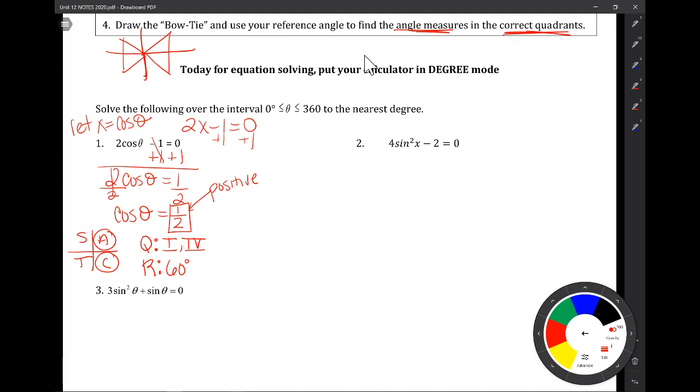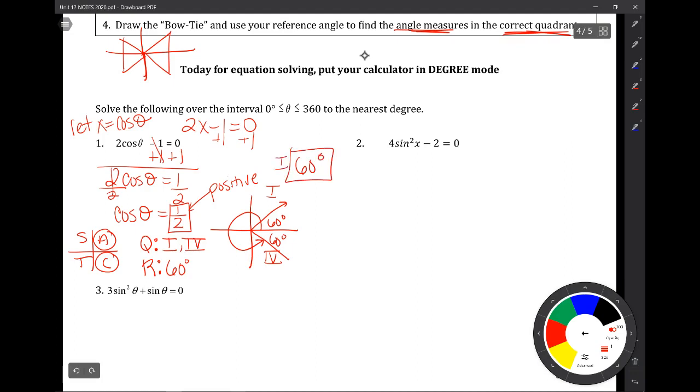So now that we know which quadrants to look in and what our reference angle is, I'm going to draw this. I know I need to be in quadrant 1 and quadrant 4. If I draw a 60-degree angle in quadrant 1, that is 60 degrees. But if I draw a 60-degree angle in quadrant 4, technically, to get there, I'm going all the way around and stopping here. So one of my answers is 60 degrees because that falls in quadrant 1. But the answer that falls in quadrant 4 is 300 degrees.